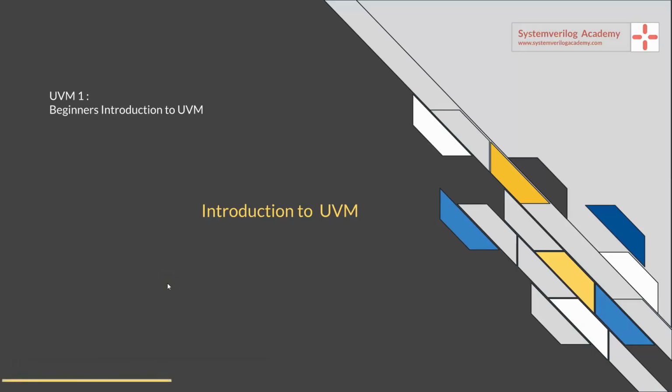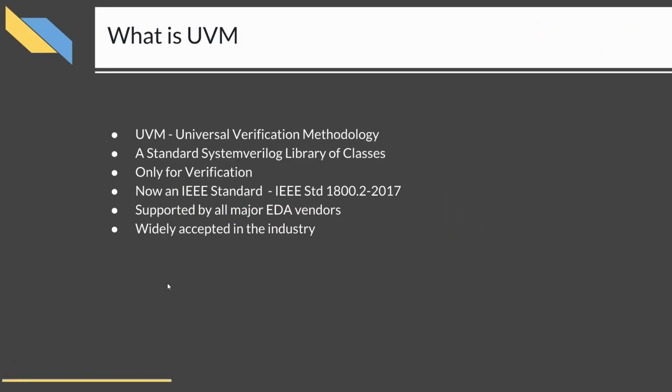Introduction to UVM. In this session, you will be getting introduced to UVM. So the first question is, what is UVM? UVM stands for Universal Verification Methodology. It is a standard set of classes which is written in Systemverilog language. These classes are written by experts from the industry. It is not written by a single person or by a single company. It is a combined effort of a lot of people, which is supported by all the major EDA companies.